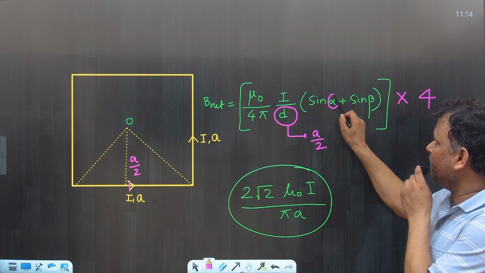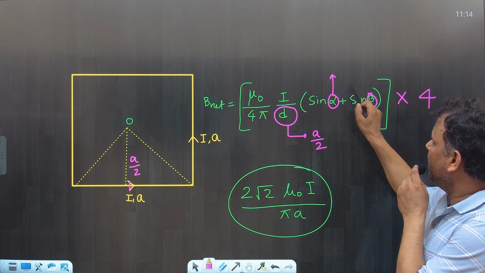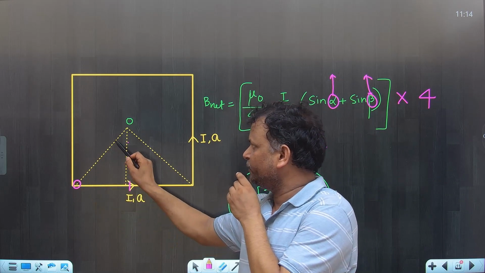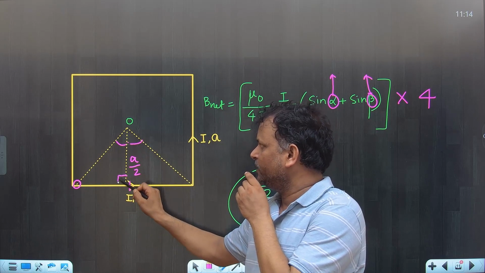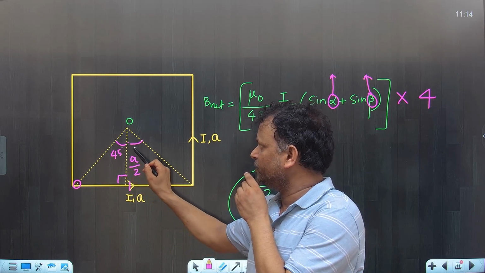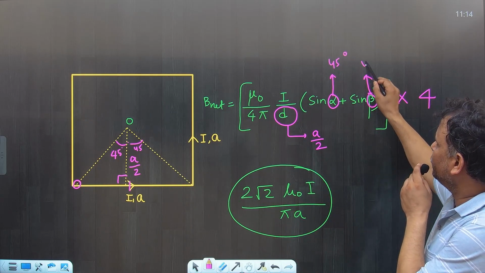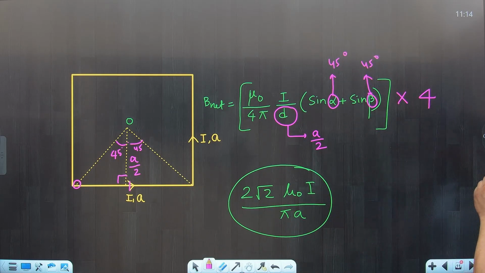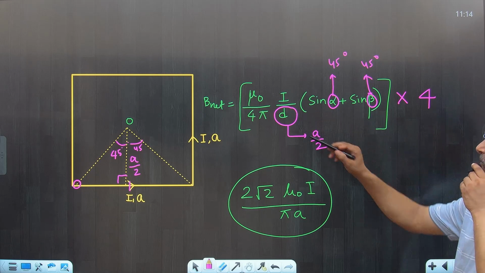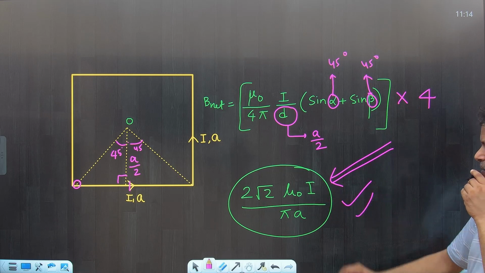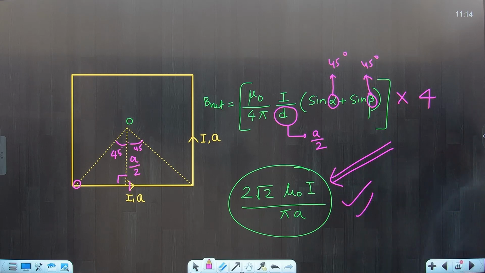And what are alpha and beta? Alpha and beta are the angles made by the perpendicular with the ends, that is 45 degree and 45 degree, right? This is 45 and this is 45. So when you solve this, you must get the result. Please just solve it, do not write it directly, right?